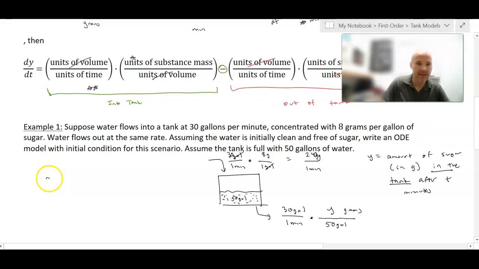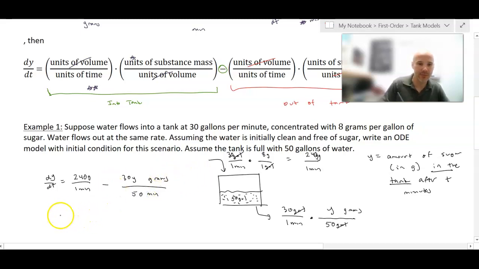Well, now let's put it together. Simple as dy/dt equals the number of grams per minute coming in, which is 240 grams per 1 minute, minus the number of grams of sugar coming out. Again, notice our units here: although they involve a variable, the gallons cancel out. We have 30 times y grams divided by 50 gallons. I'm sorry, 1 minute times 50 is 50, and that is in units of minutes.